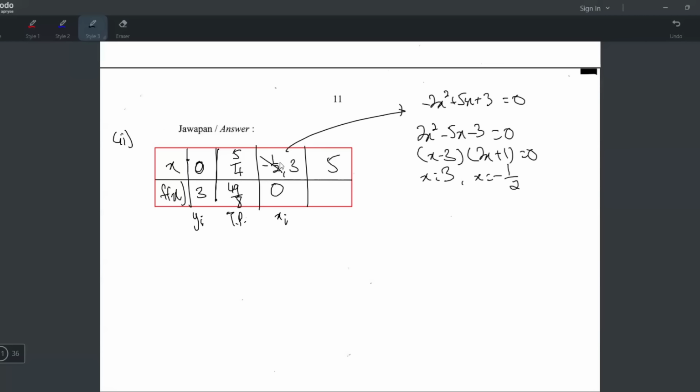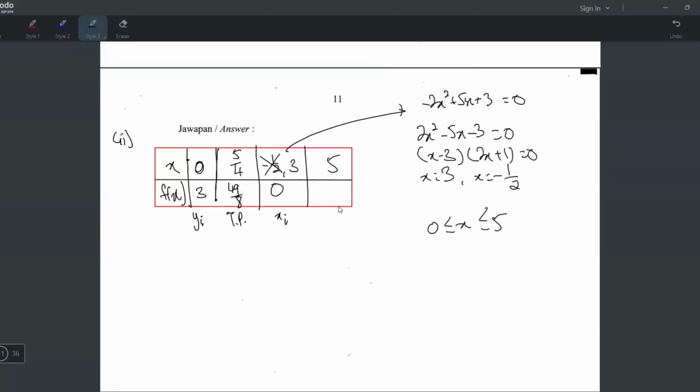But you have to ignore this answer. You know why? Because they want you to sketch for x between 0 and 5. So any value that is beyond the range, we don't take. If your x is less than 0, don't take. Only take x values that are bigger than 0 but smaller than 5. So negative 0.5 is already outside the range, so we don't take that. But the 3 we can take, because x = 3 is between 0 and 5.